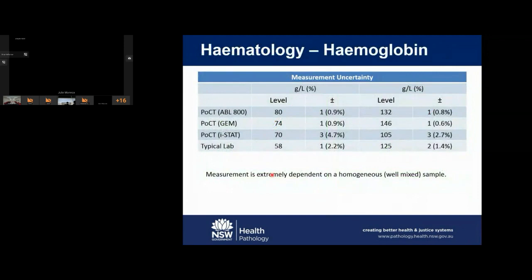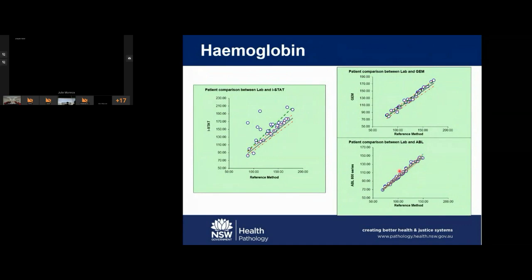Hemoglobin, well, the iStat doesn't measure hemoglobin directly, it calculates it from hematocrit. The other two instruments, and the lab, do measure hemoglobin itself, and we can see that the iStat suffers because of that. In comparison, the ABL and the GEM compare very closely to what we get back from the lab and quite tight, and you'd expect that because they're measuring hemoglobin and the samples are being processed almost immediately. When we look at the iStat, we see all these points here. Probably preanalytical issues of the sample not being mixed adequately.